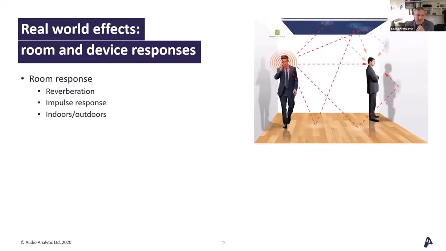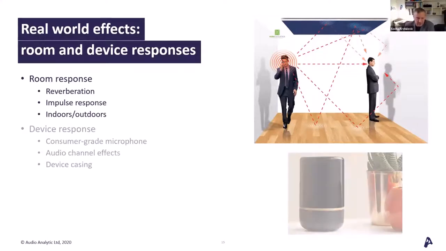Then you might be in a room or you might be outdoors. If you're walking about with your headphones in free field, you might have no reflection from the environment. But if you're walking in the street, you might have sounds bouncing from the various buildings around you, or even from objects like cars. So this is the room response, or the environment response in general.